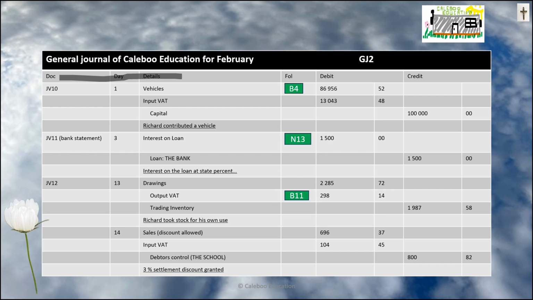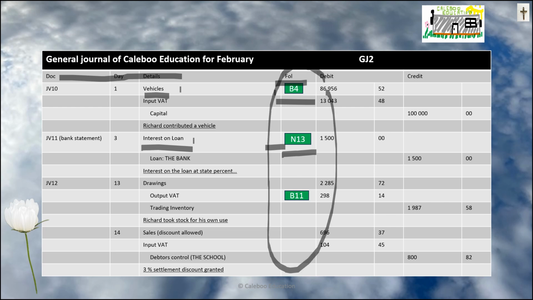In the folio column, if you wondered what that folio meant, it's the reference given to these ledger accounts in the general ledger. So vehicles was B4 in the general ledger. Interest on loan was N13. So I did the general ledger, and in order to complete this journal properly, I come back and I fill in the folios. There we go. All the folios.